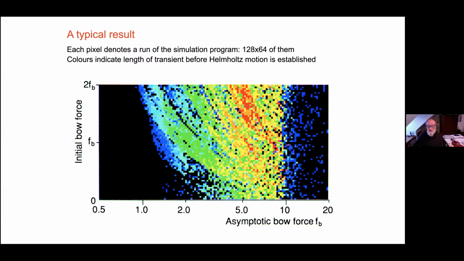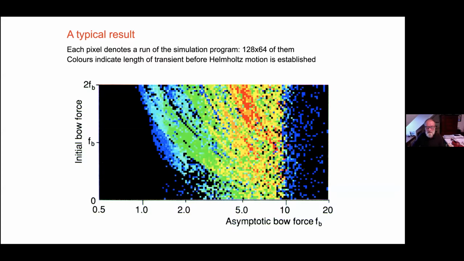In its day, this was quite big computing. None of that really matters. This is a diagram of the thing I've just showed you. Each little colored pixel here is one simulated bow gesture in this plane. And they've been colored. If they're black, it means they never did produce Helmholtz motion. If they're colored, Helmholtz motion got there. The hotter they are, the quicker it was.